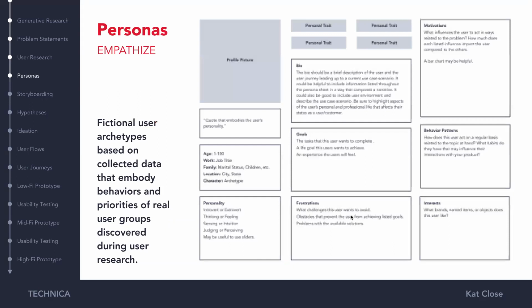Okay, so you've gone out into the real world, you've talked to your users, you understand who they are, and you understand what groups there are within your target population. What do you do now? Well, you can take that information and create a tool that's called a persona.